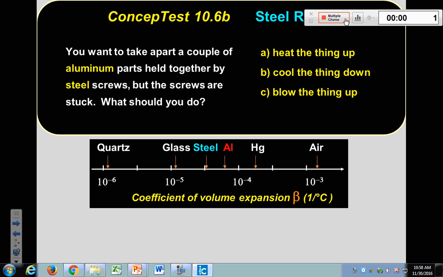So I have something that's made of aluminum, and it has a steel screw inside of it, and the steel screw is stuck or whatever, and I want to either heat it up or cool it down so that it's easier to get out the steel screw. Which of these should you do? Should I heat it up or should I cool it down?